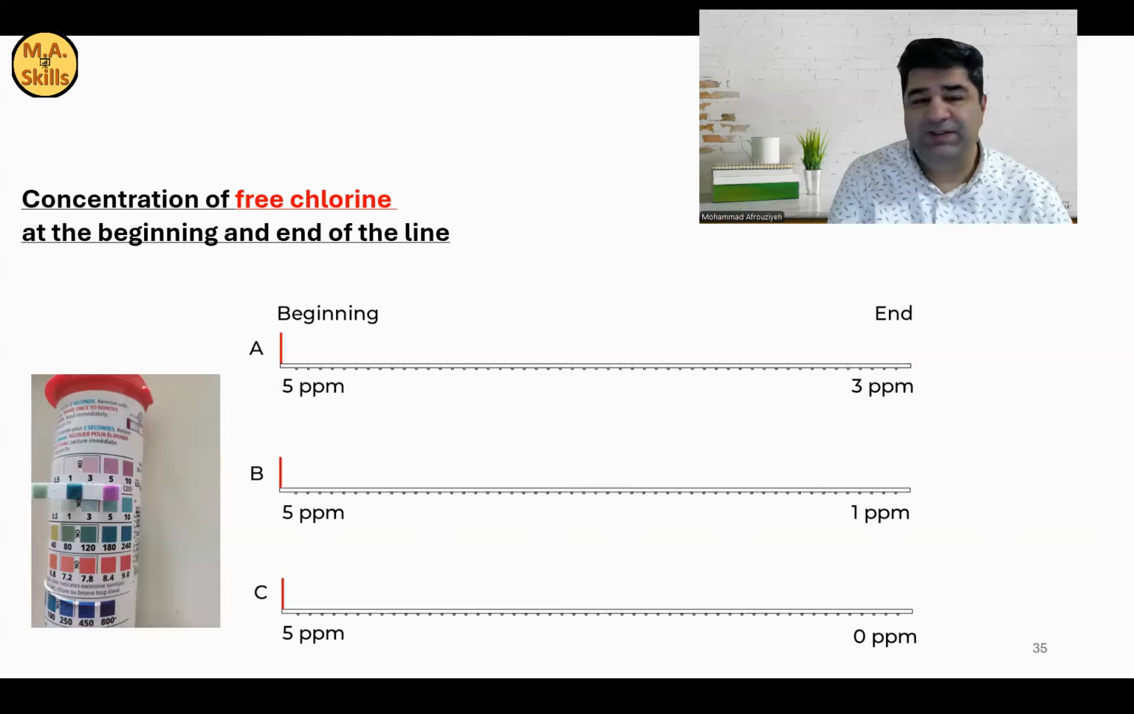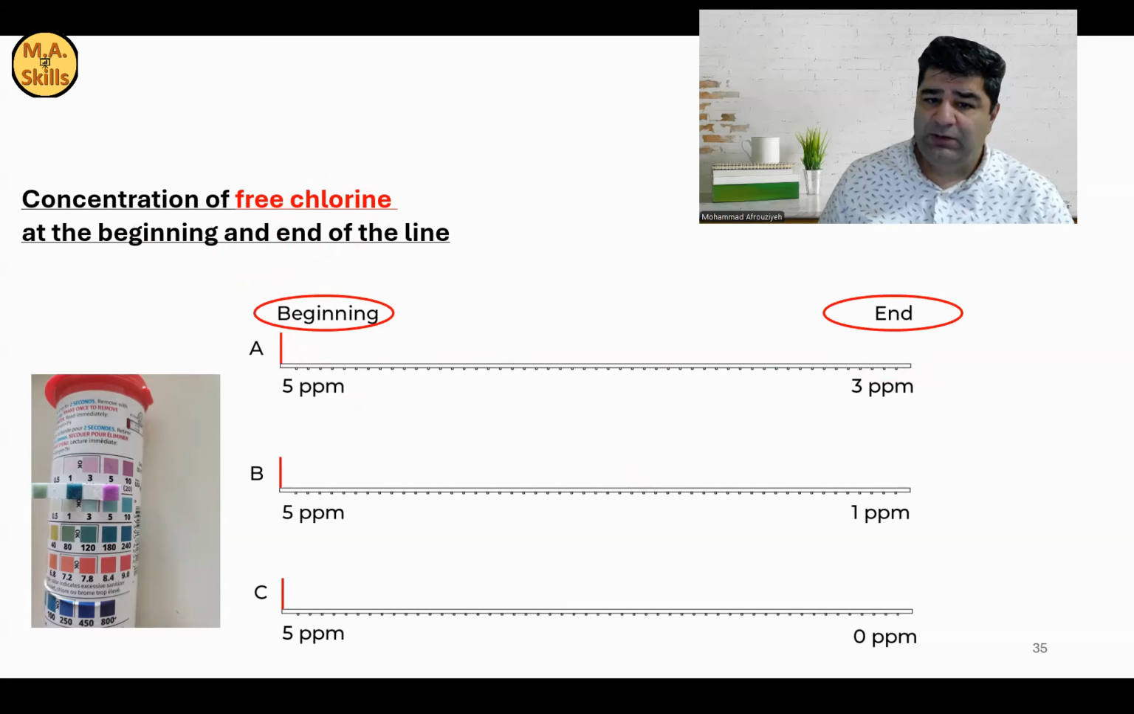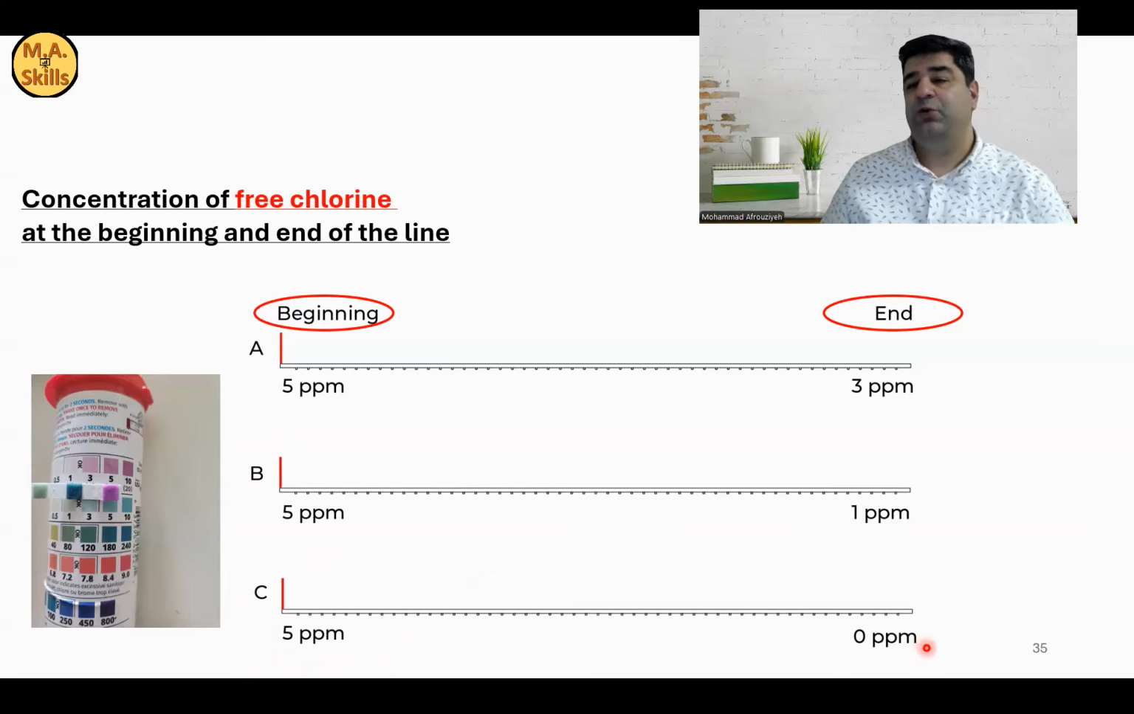So just to wrap up this session, just an example, a practice. Let's say here is our water line in the barn. The concentration of free chlorine at the beginning and also at the end of the line for scenario A is 5 ppm and 3 ppm. For scenario B is 5 ppm and 1 ppm. And for scenario C, or farm C, is 5 ppm and 0 ppm.